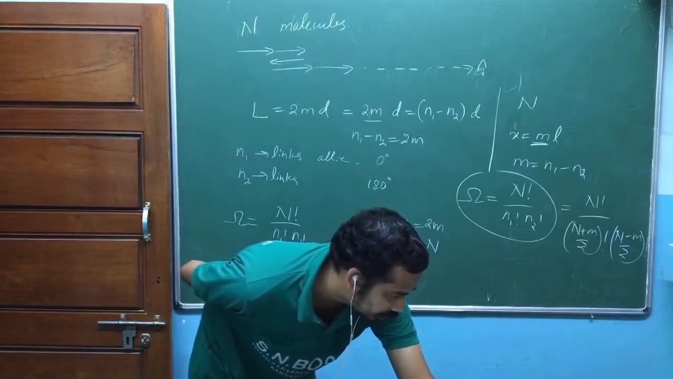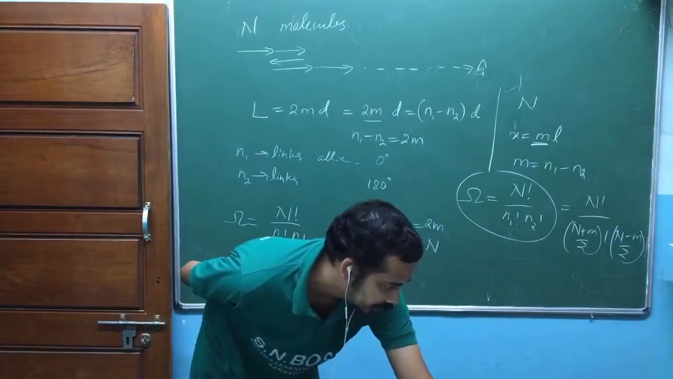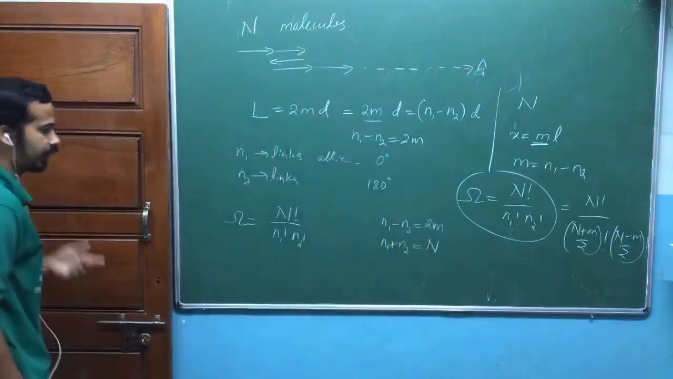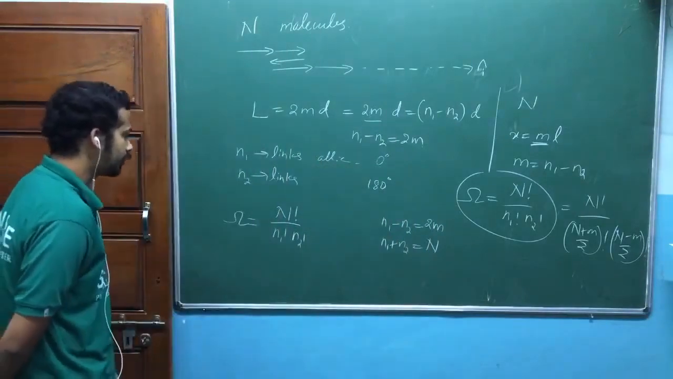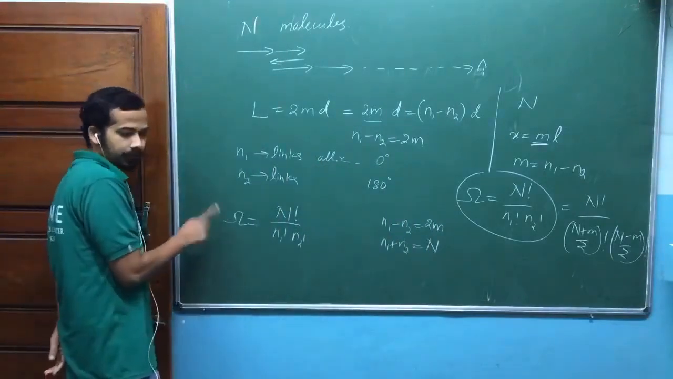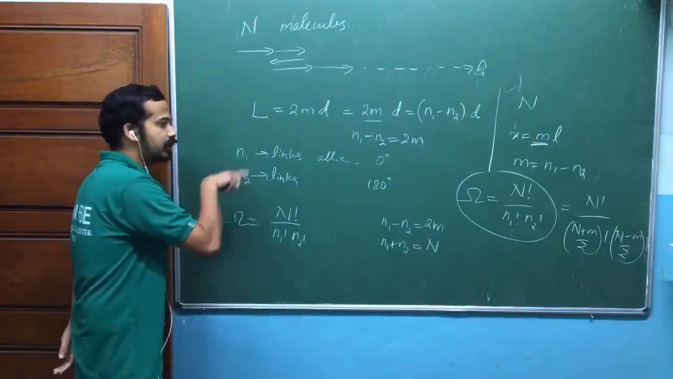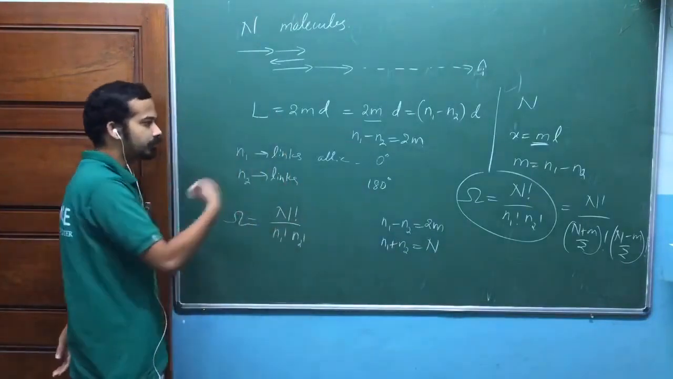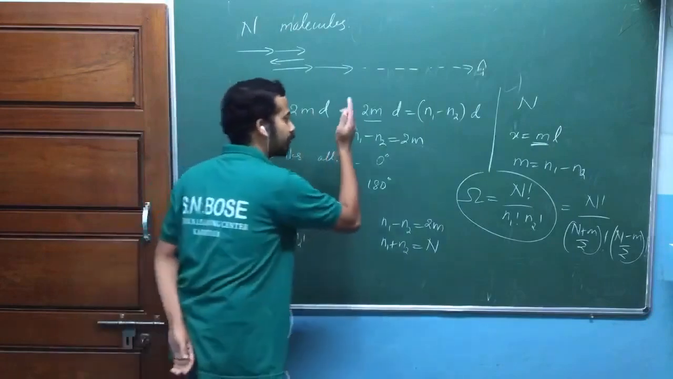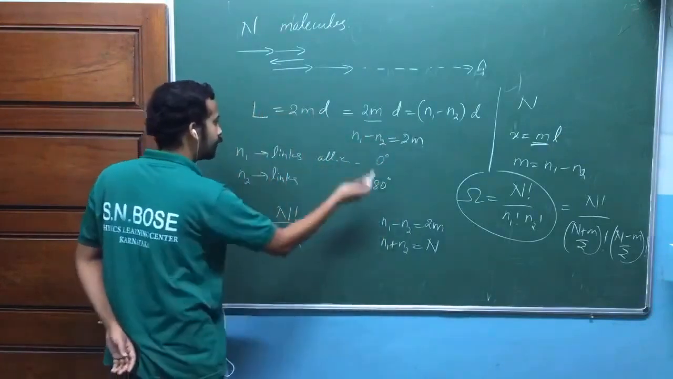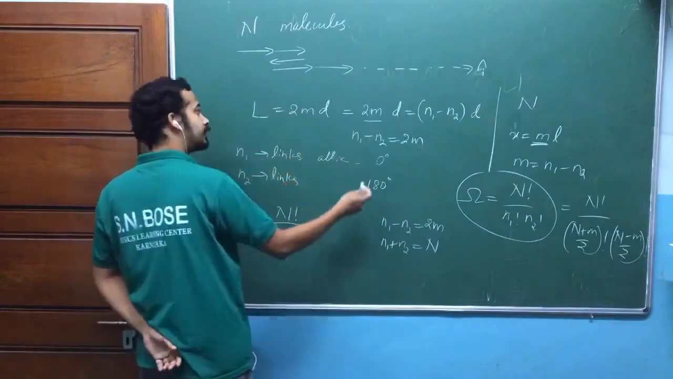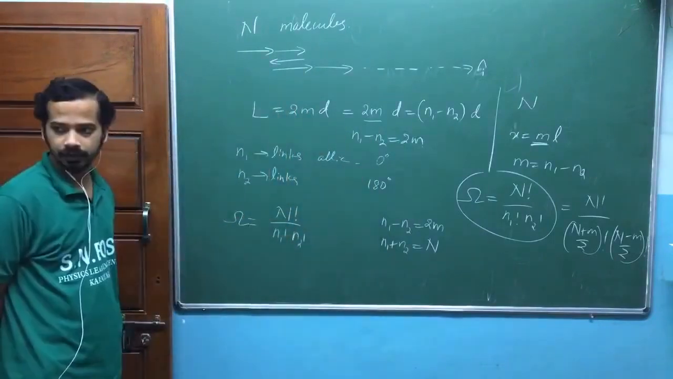Yes, d is the length of one link. That is given in the diagram. Now look at here, what is this one? This is the number of possible ways of arranging n1 links with 0 degree, n2 links with 180 degree, so that n1 minus n2 is equal to 2m, so that this difference will decide this length. Is that okay?